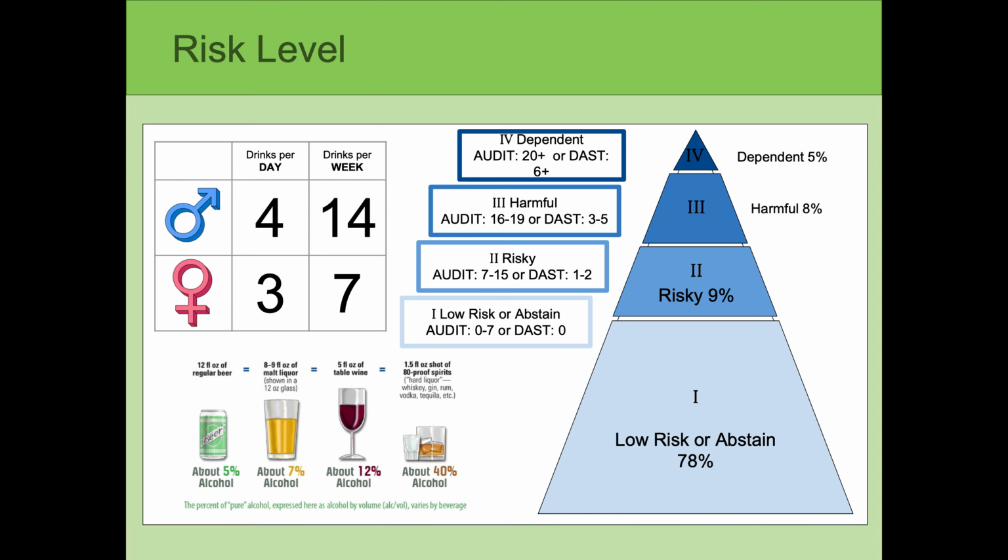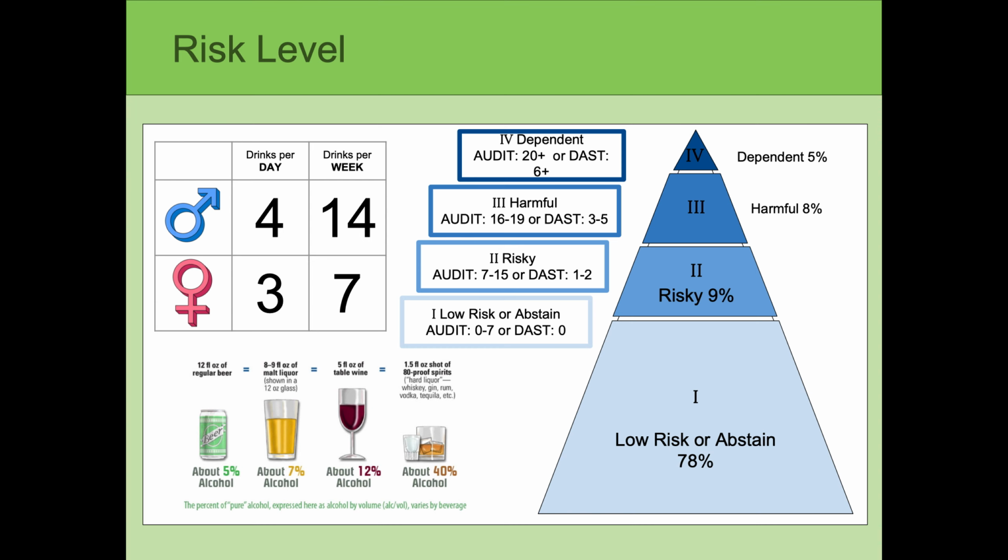We can also look here and see most of the population falls into that low-risk drinking category, low-risk or abstinent, meaning they don't drink at all. But again, this isn't just a clear division between you're either a low-risk drinker, an abstinent drinker, or you're an alcoholic and a problem drinker. There is a gradation to this, and there is some variance to it.